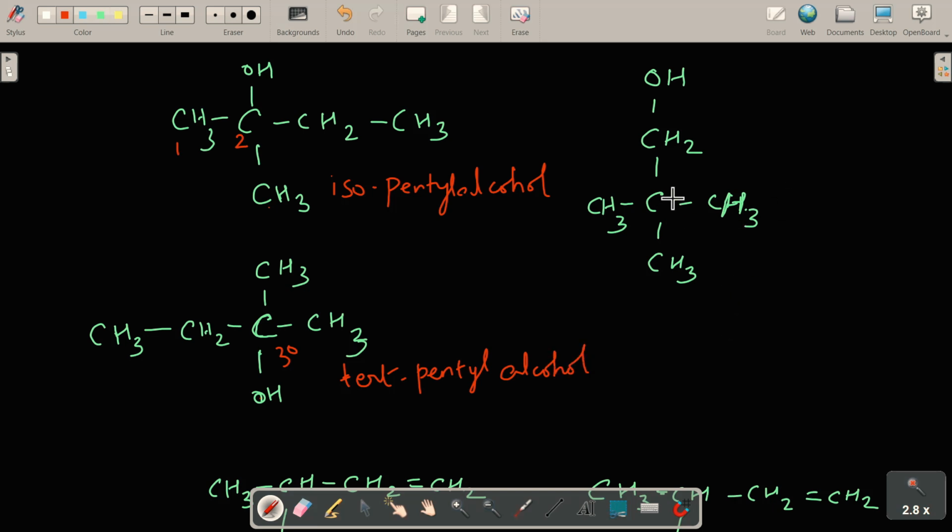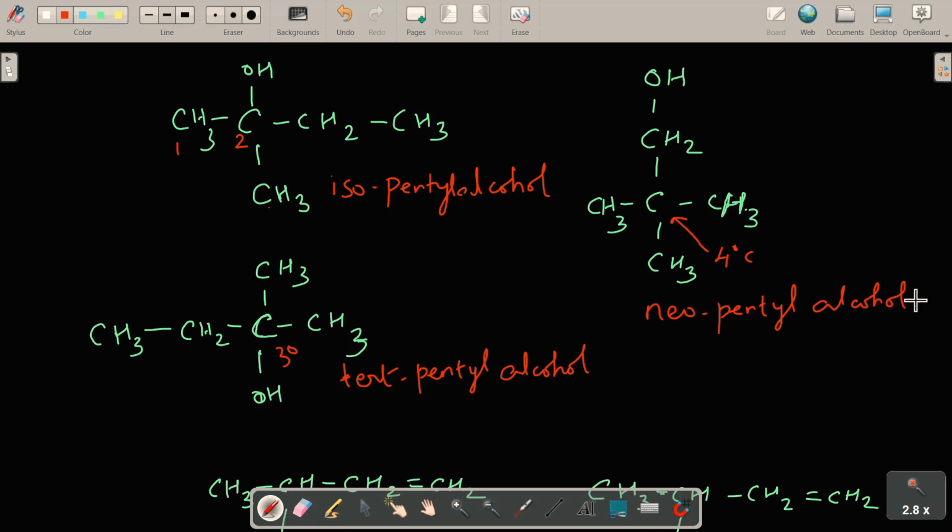Okay. So when you see this compound, this carbon is a quaternary carbon. So usually the quaternary carbon will be named as neo. So this one we write as neopentyl alcohol.